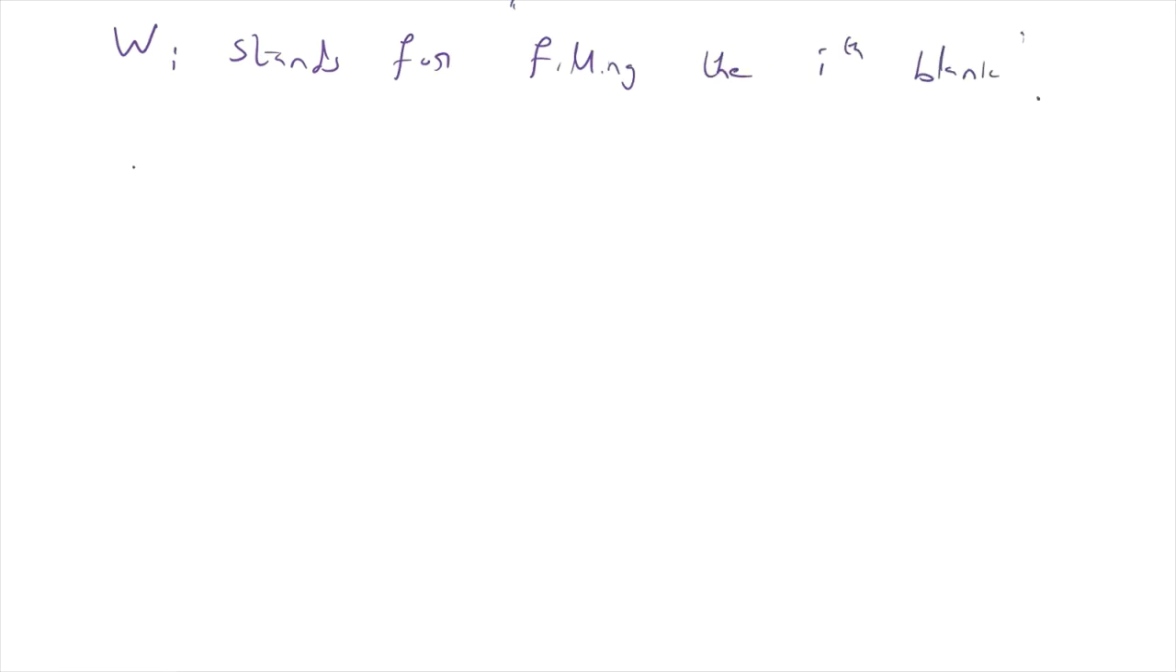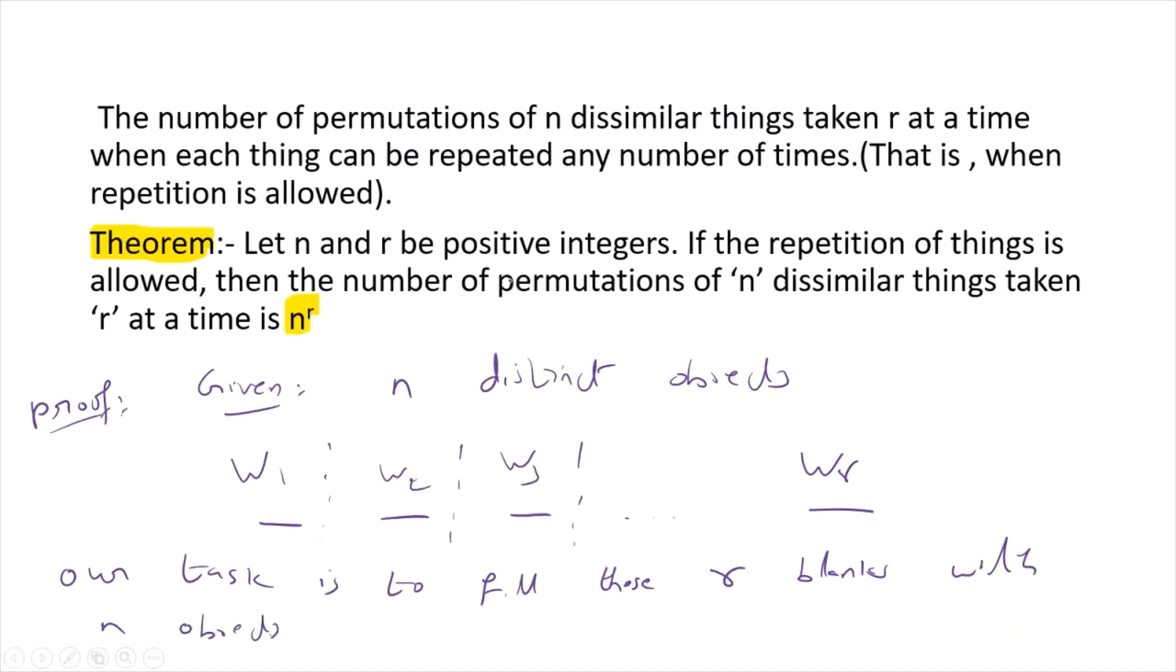Now the number of ways of doing W1 is equal to n. Why is it equal to n? We have n distinct objects, and using those n distinct objects I can fill the first blank in n ways. After filling the first blank in n ways, I will be again left with these n objects because repetitions are allowed. I repeat, after filling the first blank with any of these n objects, I will be again left with n objects to fill the second blank.